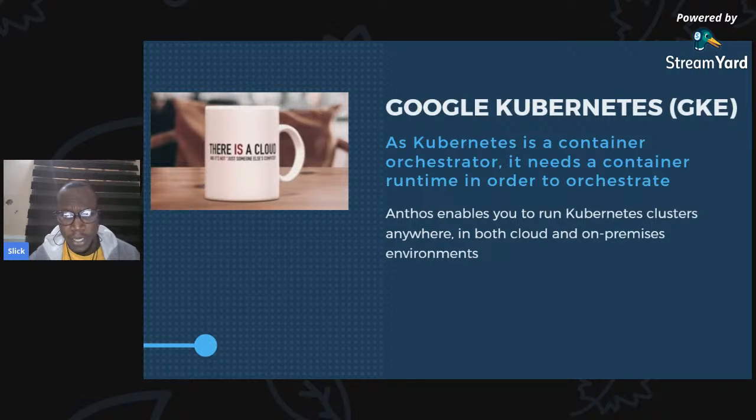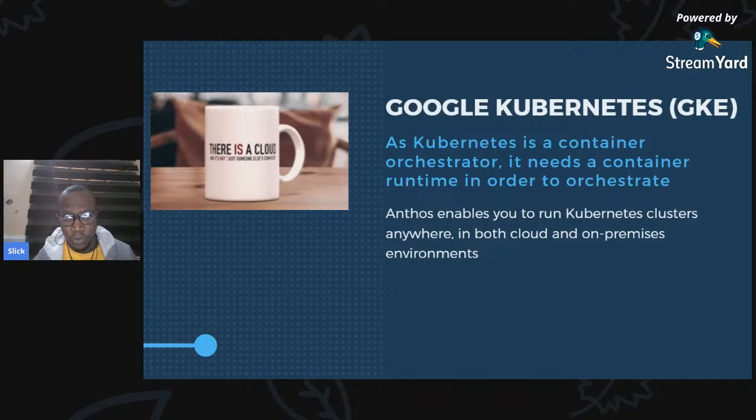So straight up to Google Kubernetes. As I told you, Kubernetes is a container orchestrator, which means the containers are run in order to orchestrate your code. And Anthos is another new feature that comes up in cloud computing. Anthos enables you to run a Kubernetes cluster anywhere, in both cloud and on-premises environments. So Anthos is another thing you can look up when you're doing Google Kubernetes as well.